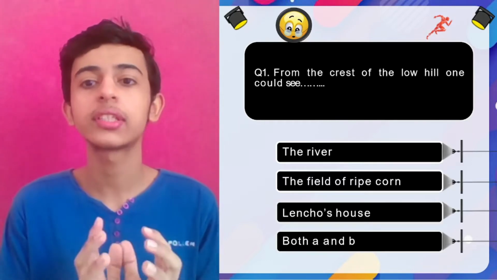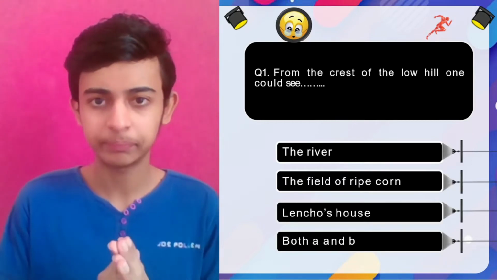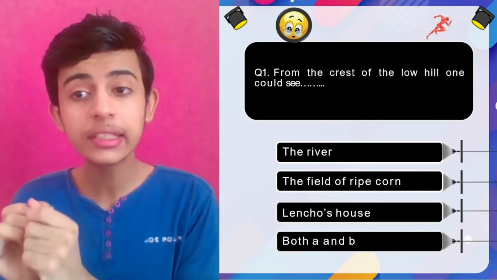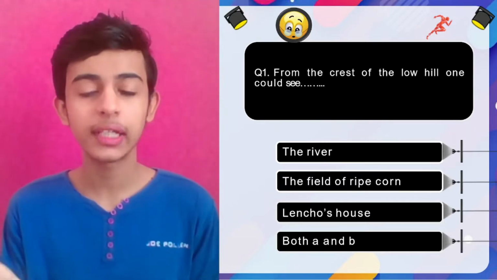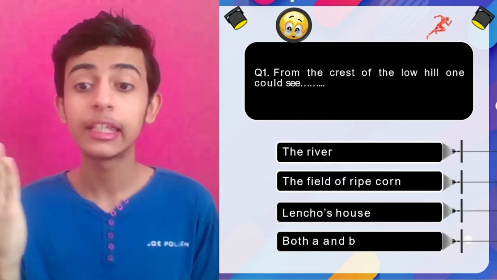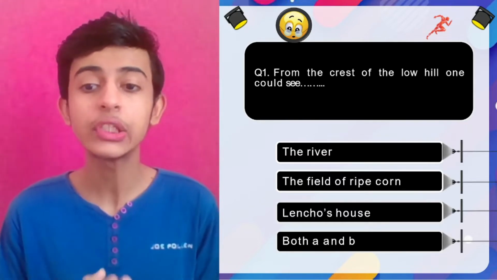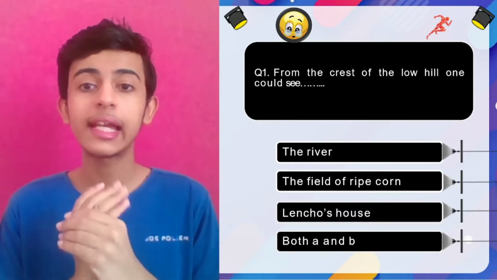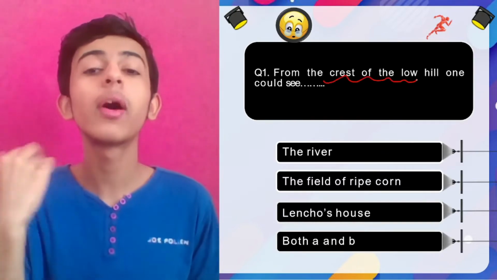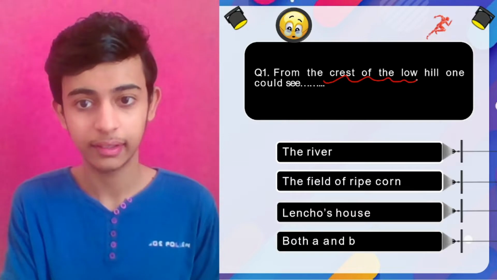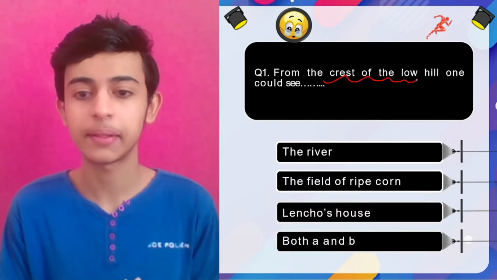First question on your screen. Now try to concentrate, guys. From the crest of the low hill, one could see what? Option A, the river. B, the field of ripe corn. C, Lencho's house. D, both A and B. So from the crest of the low hill, what was one able to see? What do you think? What should be the answer?